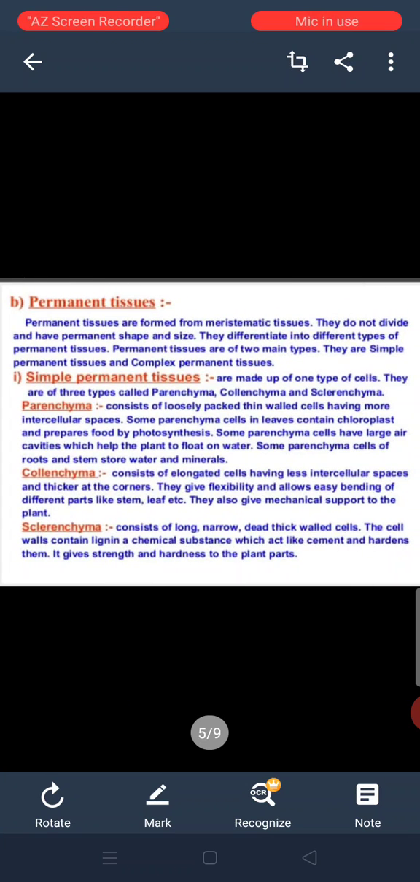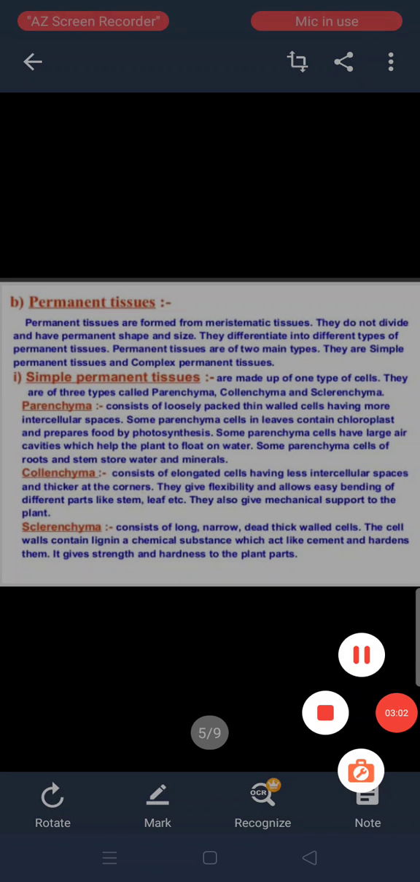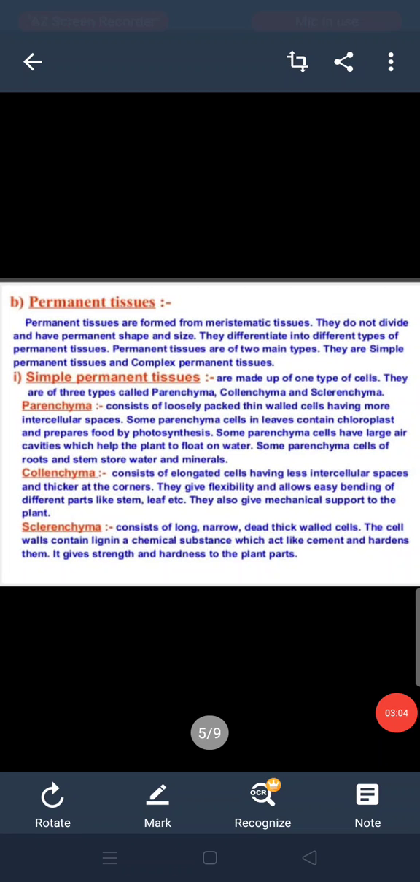Permanent tissues. Permanent tissues are formed from meristematic tissues. They do not divide and have permanent shape and size. They differentiate into different types of permanent tissues. Permanent tissues are of two main types. They are simple permanent tissues and complex permanent tissues. Simple permanent tissues are made up of one type of cells. They are of three main types called parenchyma, collenchyma and sclerenchyma.